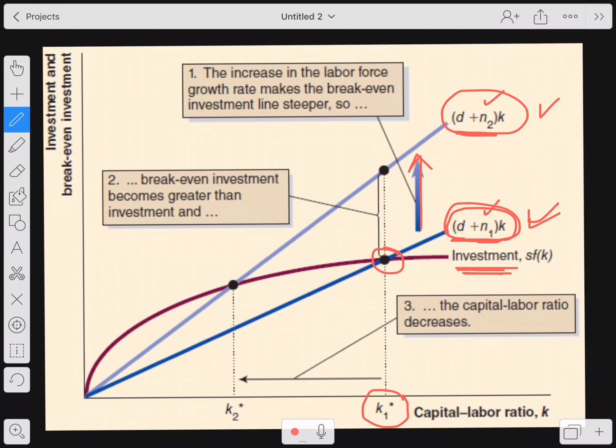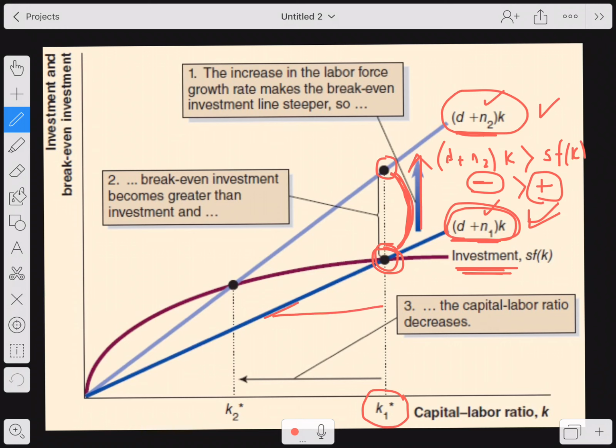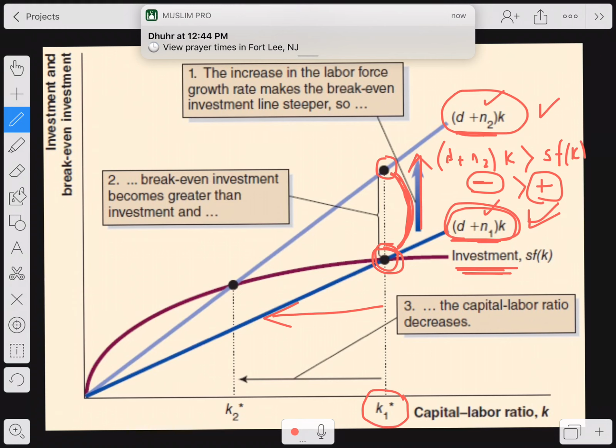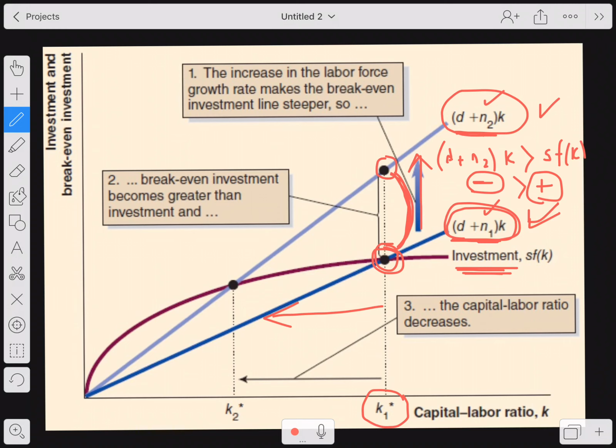A very important thing to notice is the gap that we have between this new point and this point. This gap basically implies that (D plus N2)K is greater than SFK. In other words, the negative effect on the steady state exceeds the positive effect. How would this affect the steady state? If I have a negative force that is higher than the positive force, then I would expect the steady state to decrease. So we will have a decrease in the steady state from K1 star to K2 star.